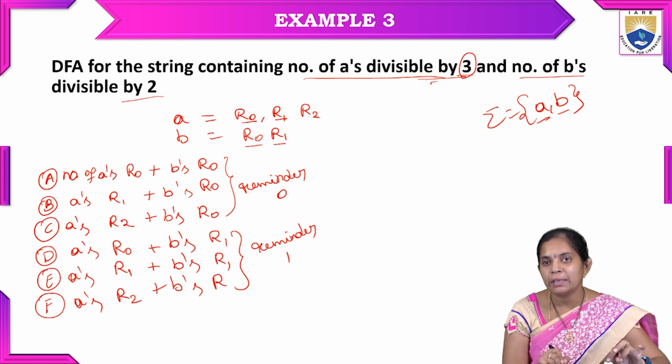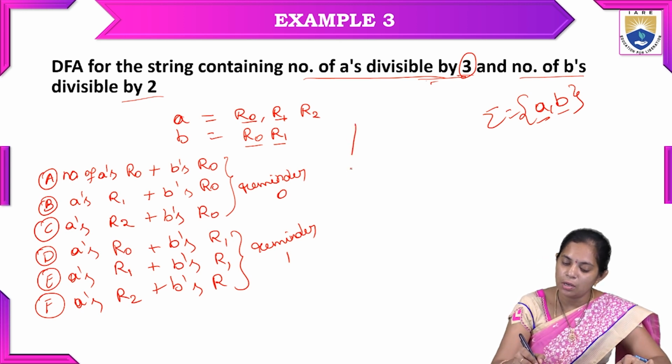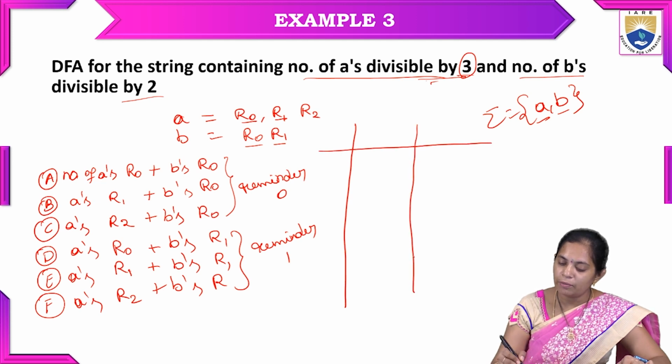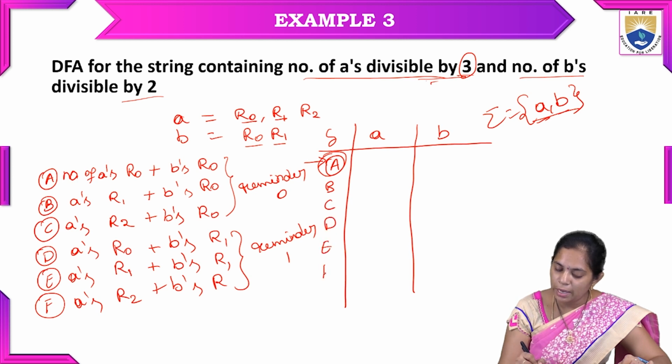For every state, from which state to which state it is going for the input symbols, we will write in the transition table. So let me draw the transition table. The input symbols we have are A comma B. And here the transition function, and how many states are there? A, which is the initial state and final state, and B, C, D, E, F.